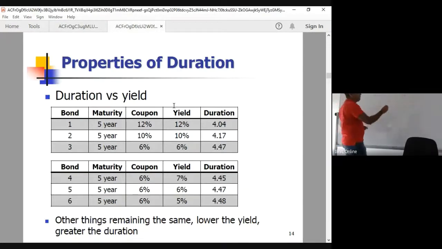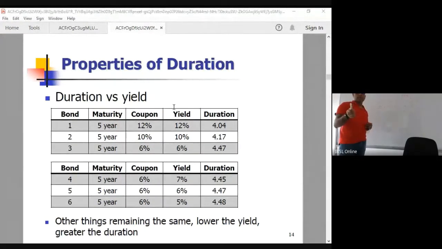So when you get paid less, what happens to duration? You're getting less money upfront. So your duration is going higher. If you look at the duration there, it's 4.17 years. So in other words, the lower the coupon you get, the higher the duration.